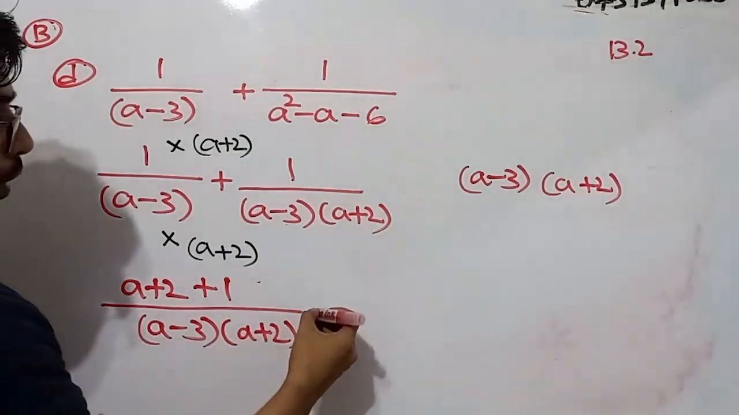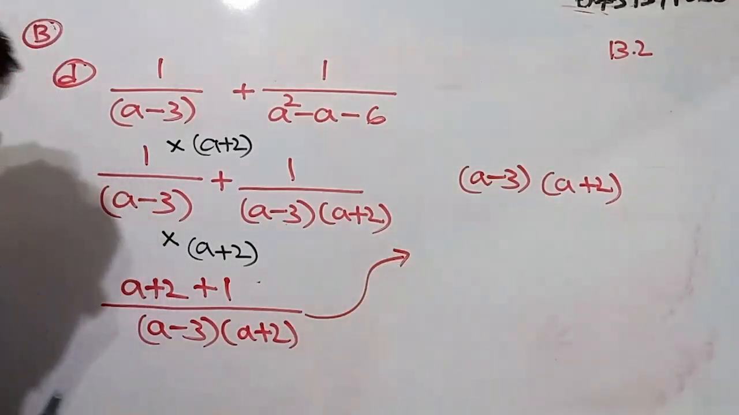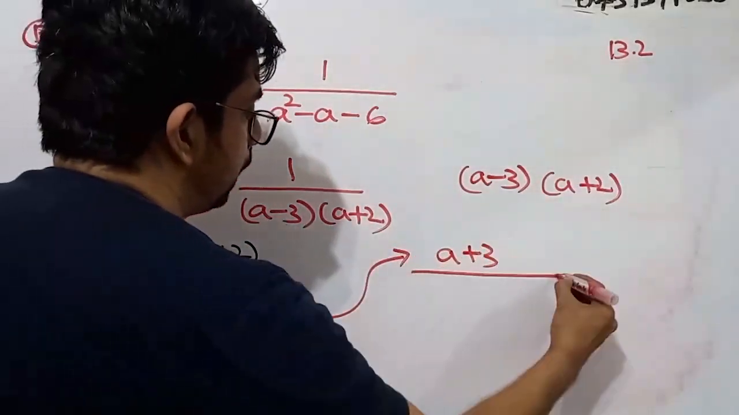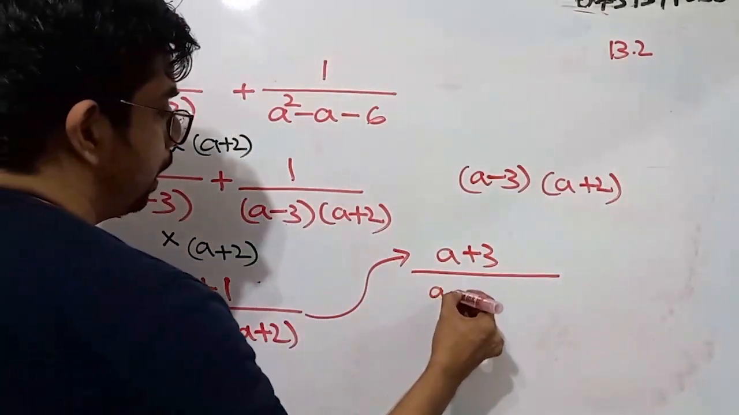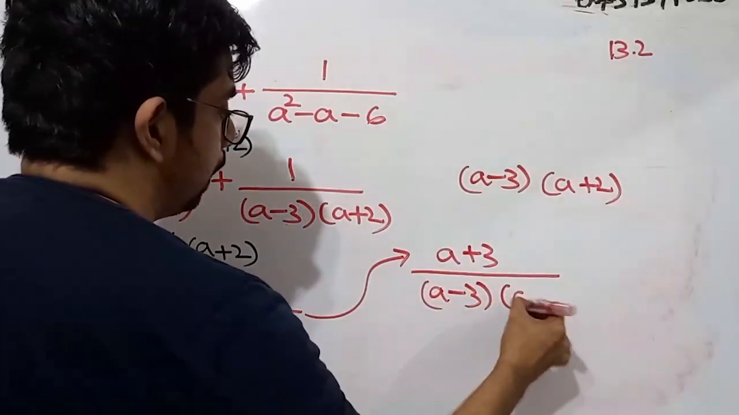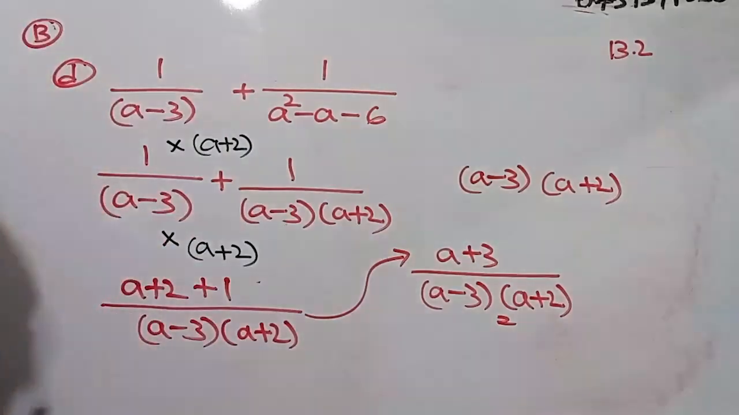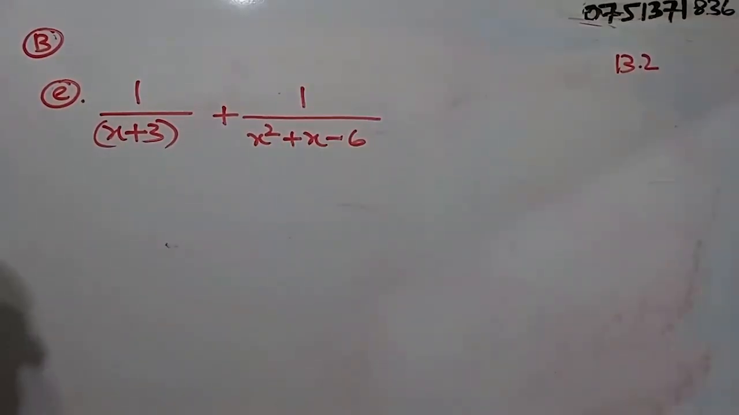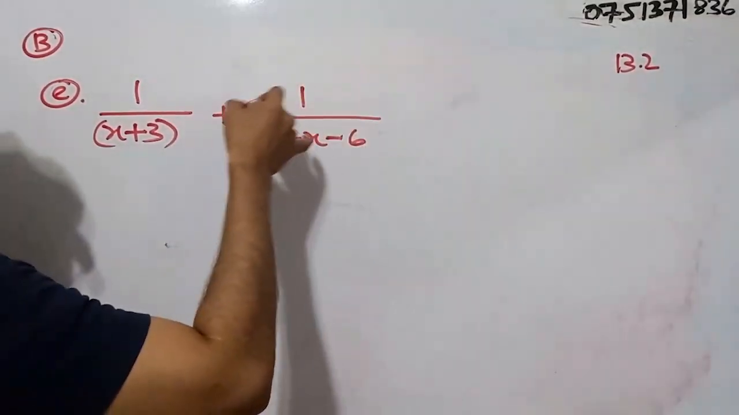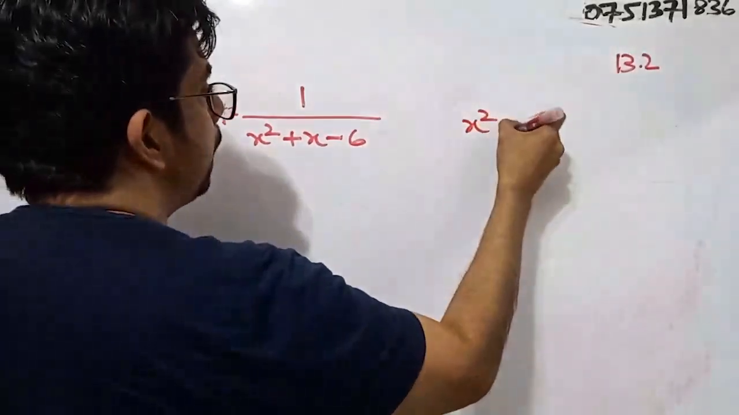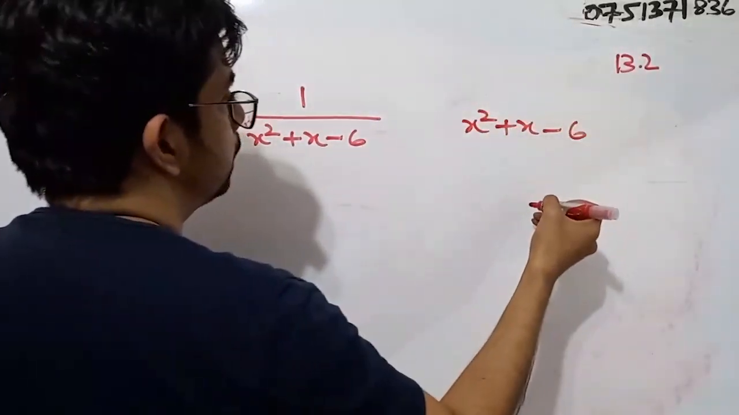Okay. So I will simplify this expression here. So this will be what? A plus 3 entire expression divided by a minus 3 and a plus 2. So that will be the answer. Okay. So here, just as before, we will factorize this expression. Okay. So x squared plus x minus 6.